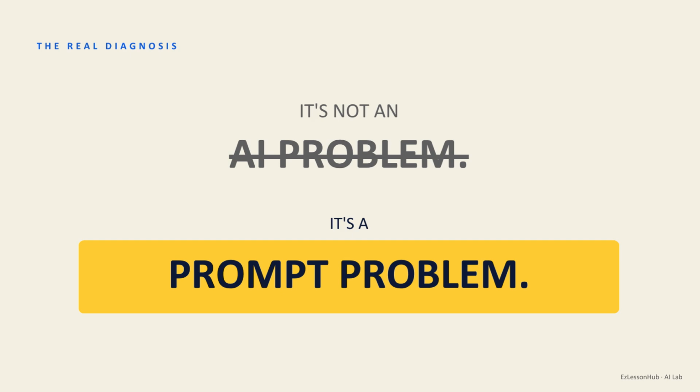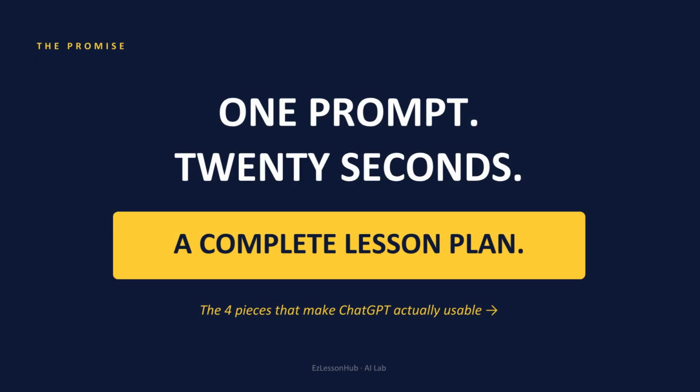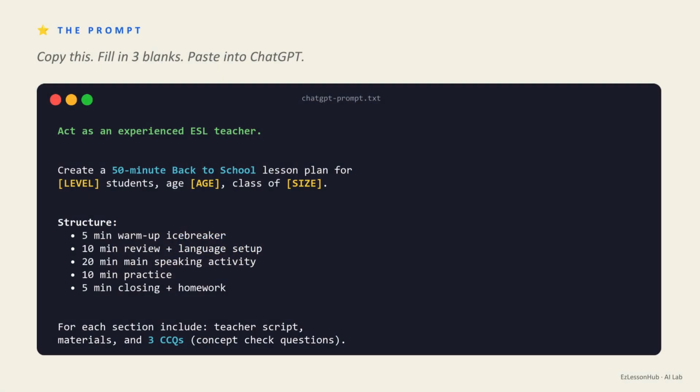Today, I'll give you one simple prompt. Fill in just 3 blanks, and ChatGPT generates a complete lesson plan. Then I'll explain why it works. Here's the prompt. Just replace the level, the student's age, and the class size. Everything else is already built in. In seconds, you'll get a complete lesson with activities, teacher notes, materials, CCQs, and homework.